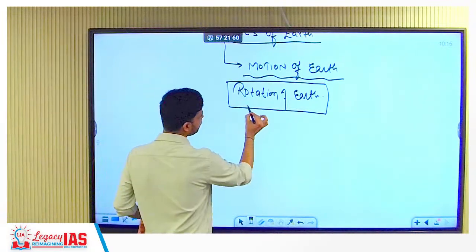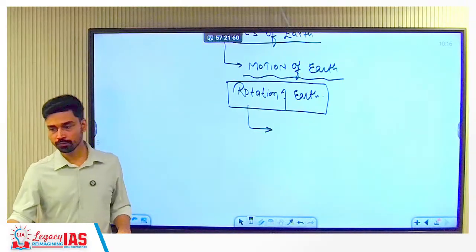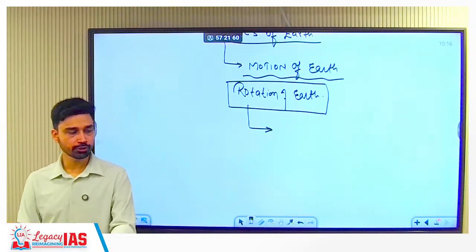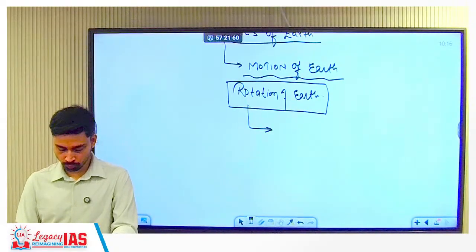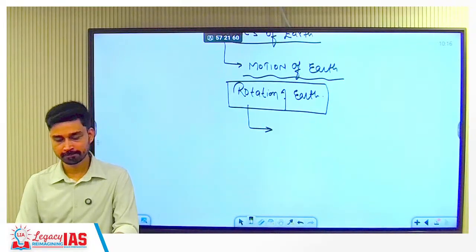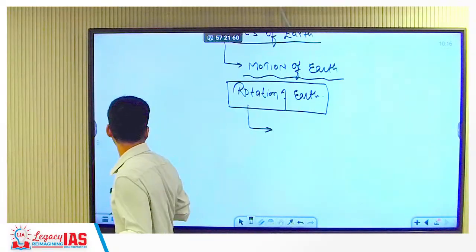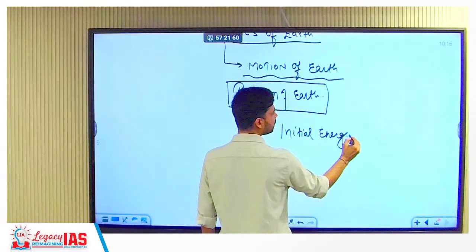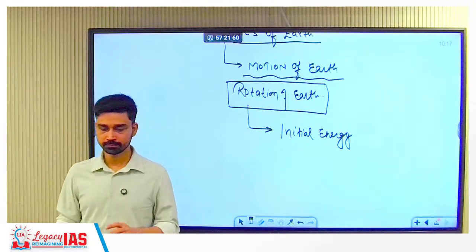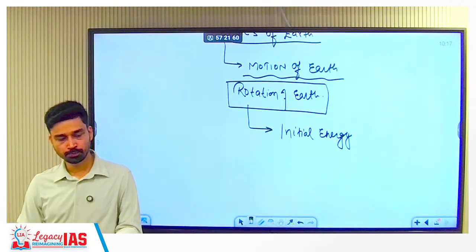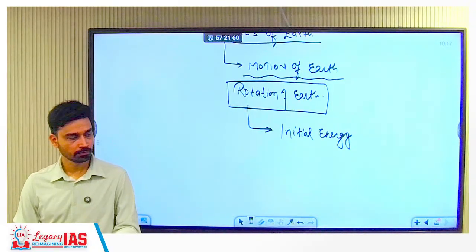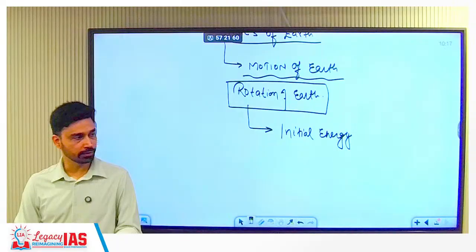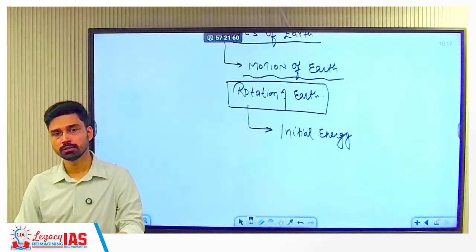So you can write the statement that the rotation of Earth is largely due to the initial energy provided to it at the time of origin.